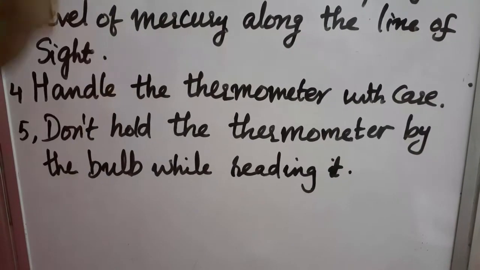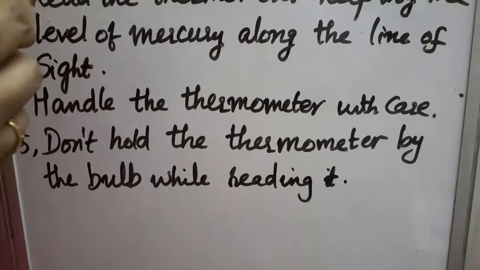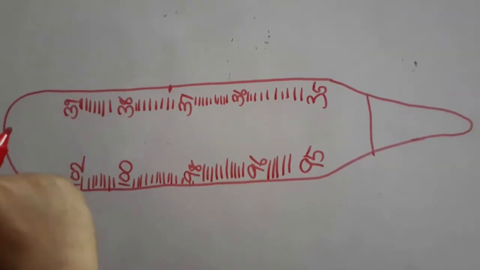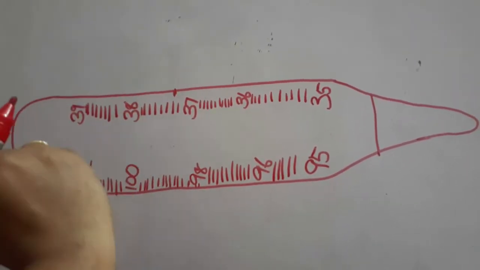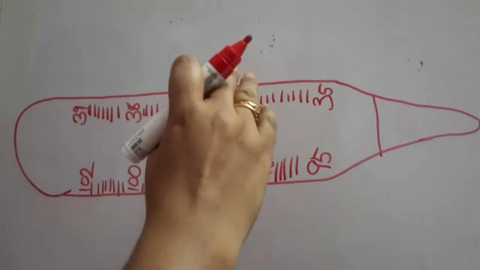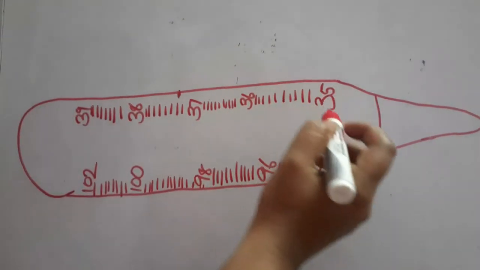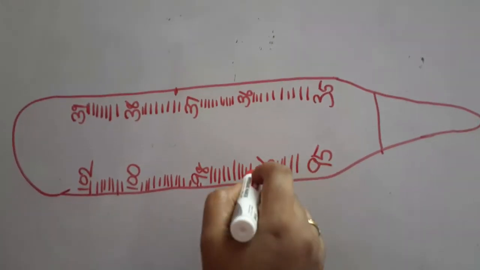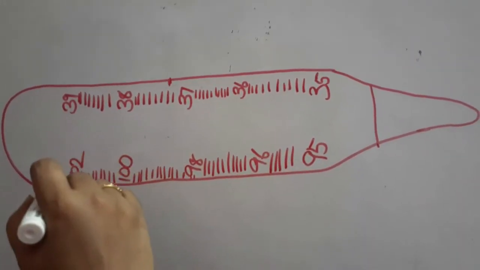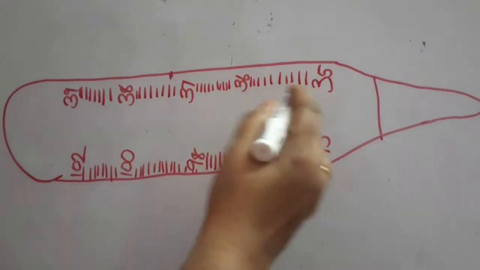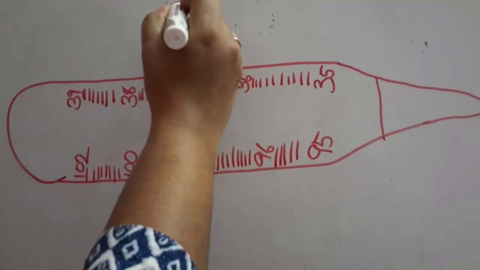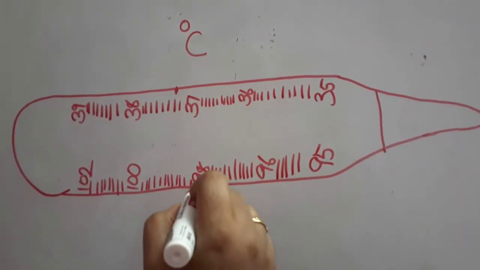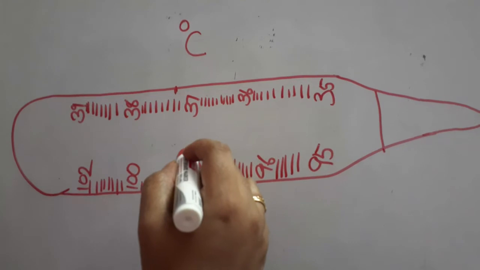One more thing, I will show the diagram of the thermometer. This is a rough diagram of a clinical thermometer. If you see a thermometer, you can see two readings on both sides. One is 35, 36, 37, 38, 39, and the other is 95, 96, 98, 100 and 102. One side, this 35, is the reading in degrees Celsius, and this is Fahrenheit. So it's very simple to measure the temperature.